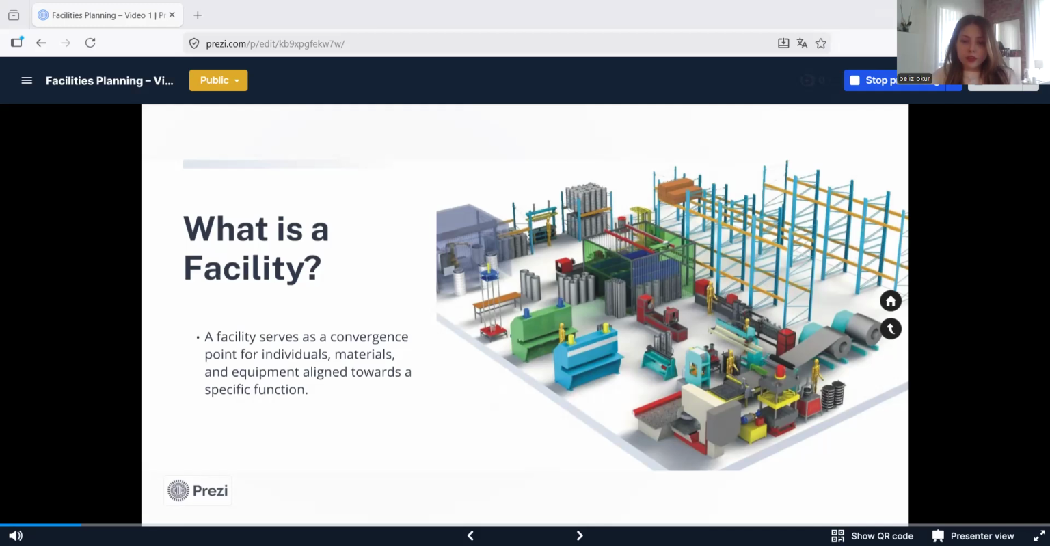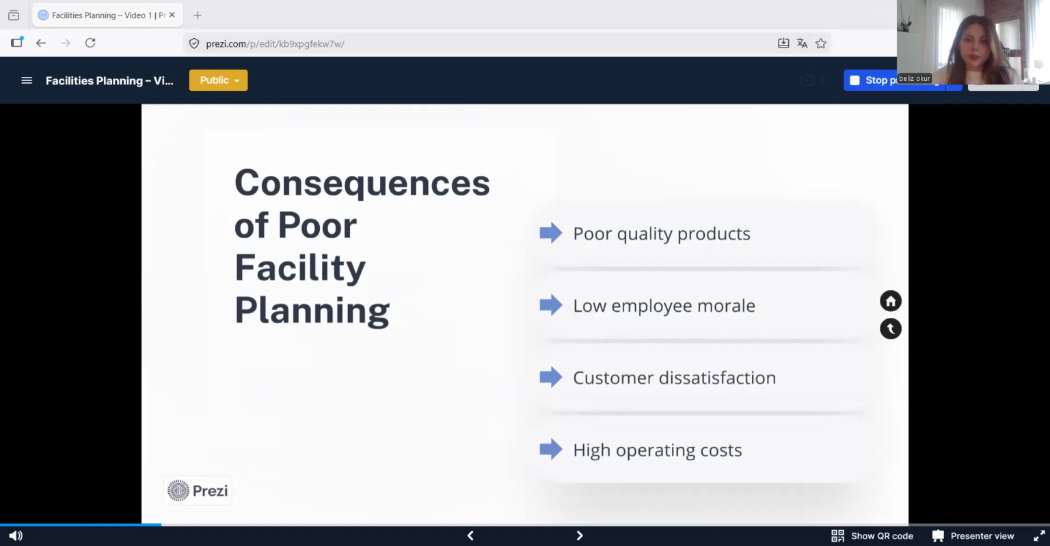But what happens when the conductor loses the sheet music? The consequences of poor facility planning are actually huge. If your layout is a mess, you're going to see poor quality products because the workflow is disjointed. That frustration leads directly to low employee morale. And when products are bad and delayed, this means customer dissatisfaction. Ultimately, all of these chaotic movements and wasted time increase your operating cost. Bad planning literally burns money.